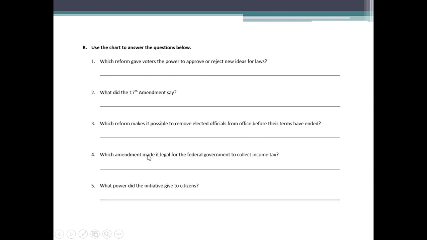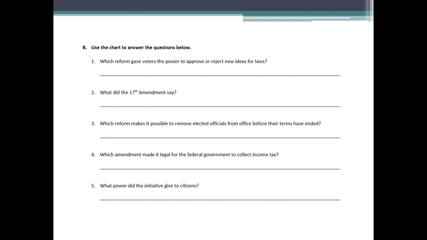So below that were these questions. I'm going to go through and I'll answer them with you. First one says, which reform gave voters the power to approve or reject new ideas for laws? Well, that one was the referendum. 2, what did the 17th Amendment say? Well, if we look back, or you have the paper in front of you, you're going to see that's the one that says we can vote for senators ourselves, directly elect them.